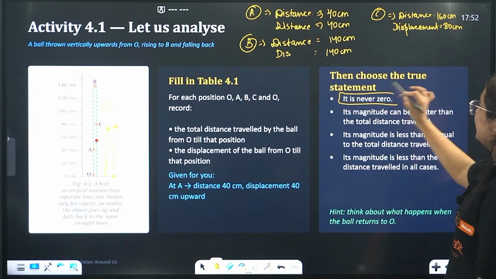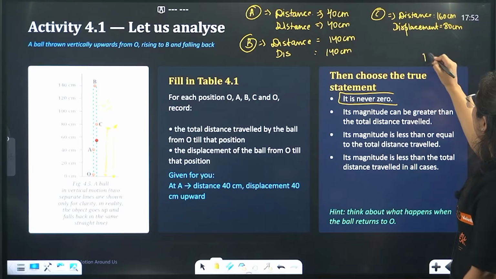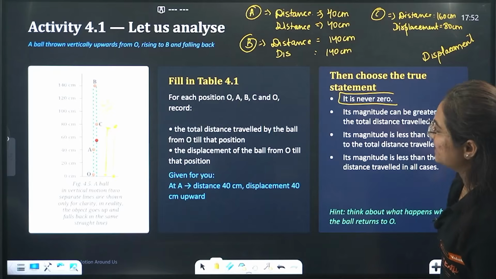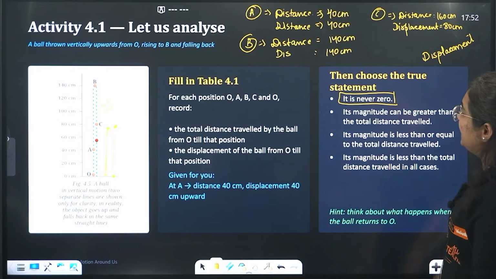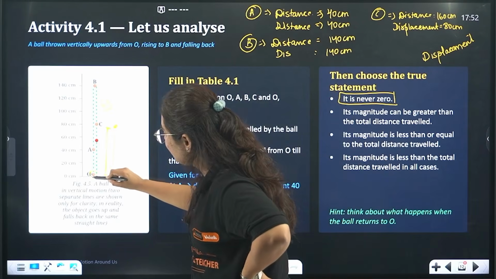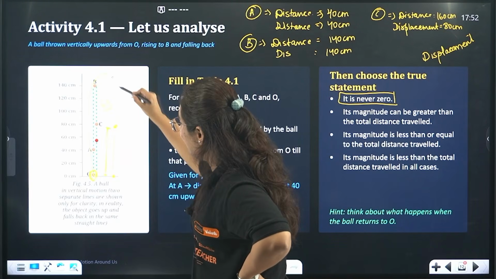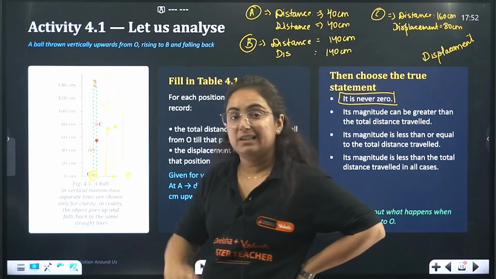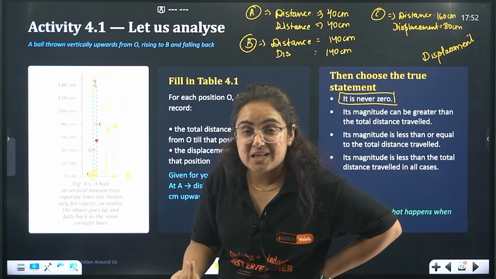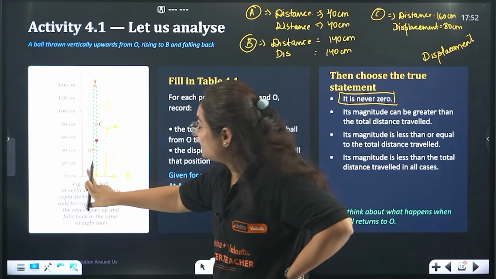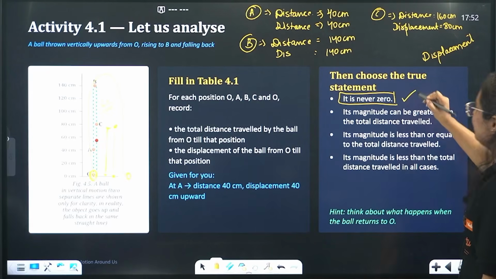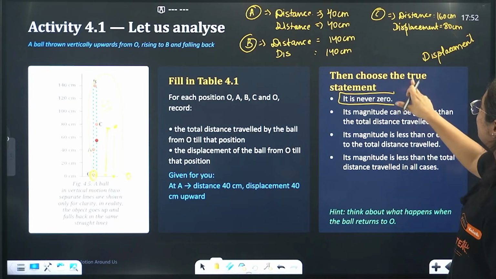So then choose the true statement regarding what, beta? Regarding displacement. Okay? Here we have to analyze regarding displacement. Can displacement be 0? Yes, it can be 0, because when it started from position O and came back at the position O, right? The distance covered by it is 140, 140, 280. But the displacement, the final position as well as initial position is the same, and hence displacement can be 0. It can be 0. So choose whichever is the true statement.